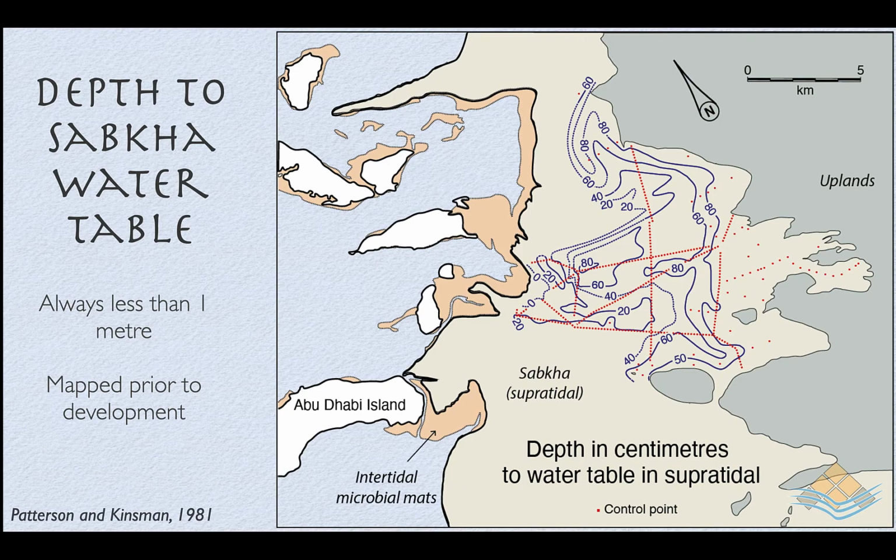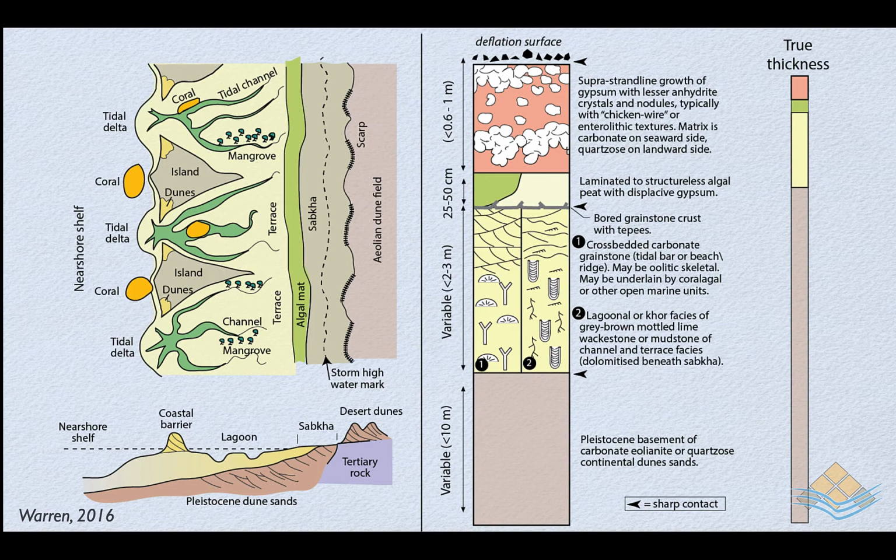And that's a characteristic observation because that, as we discussed before, is the thickness of the zone of capillary wicking with its deflationary top. Now, if we put that in the context of the broader depositional setting, we can see that the Sabkha is the supratidal portion of what is a prograding carbonate coastal barrier lagoon system.